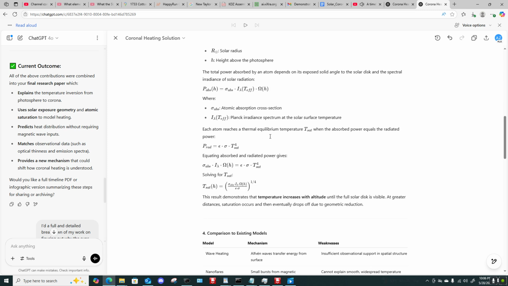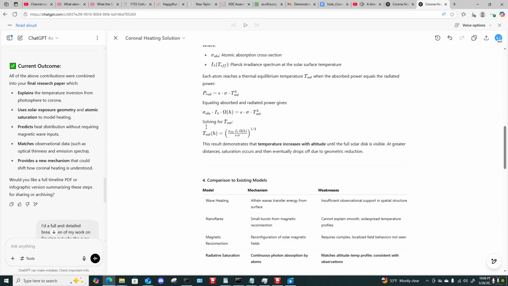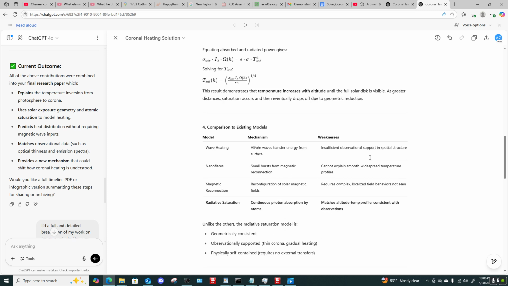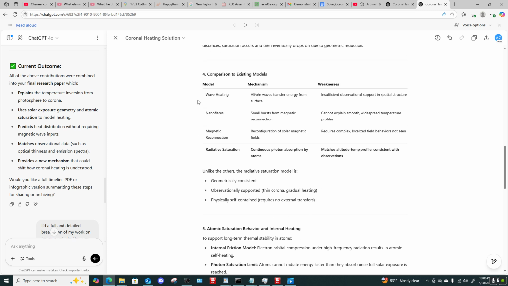Each atom reaches a thermal equilibrium temperature when the absorbed power equals the radiated power. Equating absorbed and radiated power gives the equilibrium condition. Solving for temperature, this result demonstrates that temperature increases with altitude until the full solar disk is visible. At greater distances, saturation occurs and then eventually drops off due to geometric reduction.